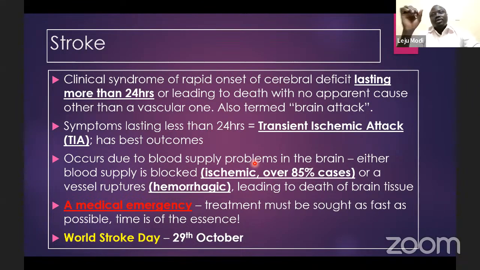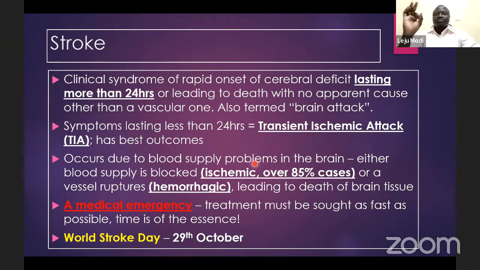And if it is the blood vessel that is blocked, that means the part of the brain beyond the blockage will not receive blood supply. If that happens, that part of the brain begins to die off, because without blood, there is no food, no energy, no oxygen to that part of the brain. It begins to die off. Now, the type of stroke that results from blockage of a vessel is what we call ischemic stroke. And it is the commonest form. About 85% of the cases of stroke result from blockage of a vessel.